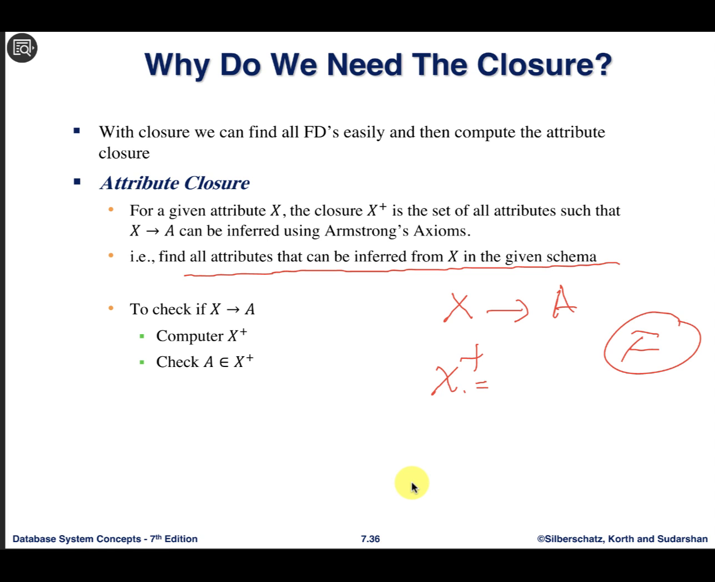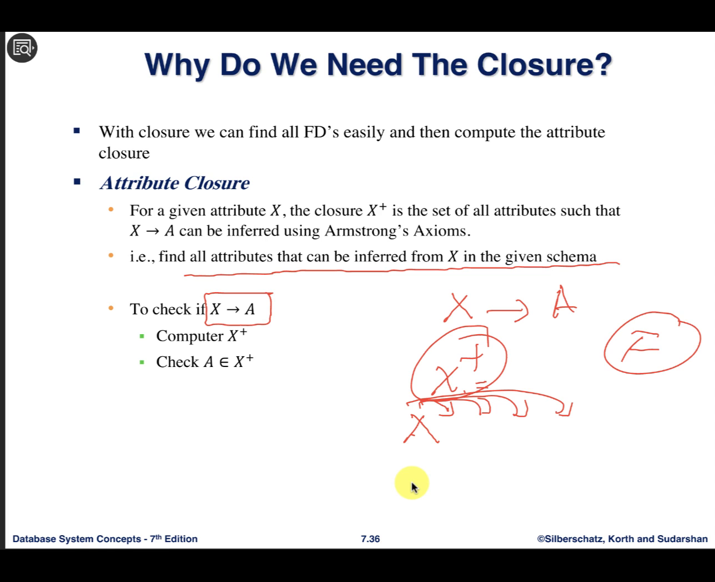So in other words, in the X closure, I will start from X and try to find out what list of attributes I can reach starting from X, based on the given functional dependencies. Once you compute the attribute closure, I can use it in order to check whether a given functional dependency holds or not.